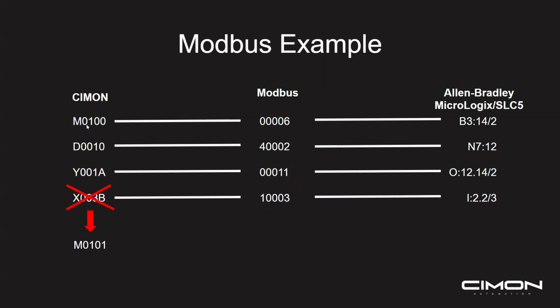Now, an M register on CIMON is similar to a B register on Micrologix. A D register is similar to N. A Y is similar to an O. An X is similar to an I. Now we see that I put an X over the X down here. These are both read-only registers, so this is pretty problematic because you're trying to write onto a read-only register either way you go.